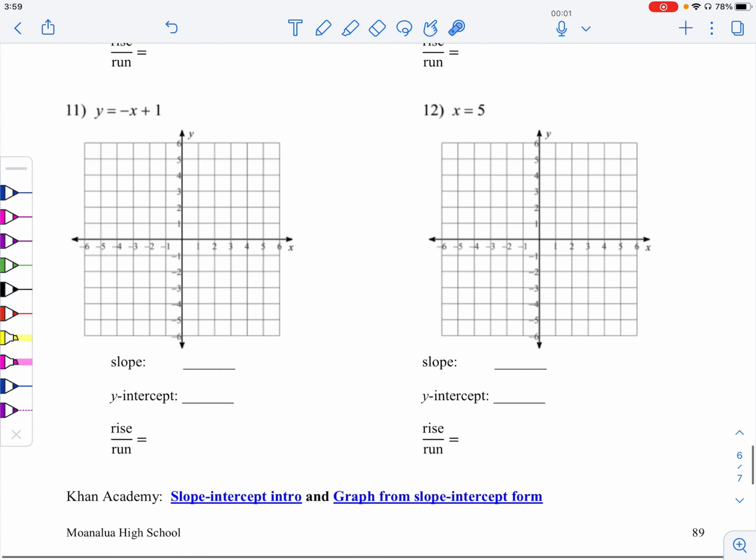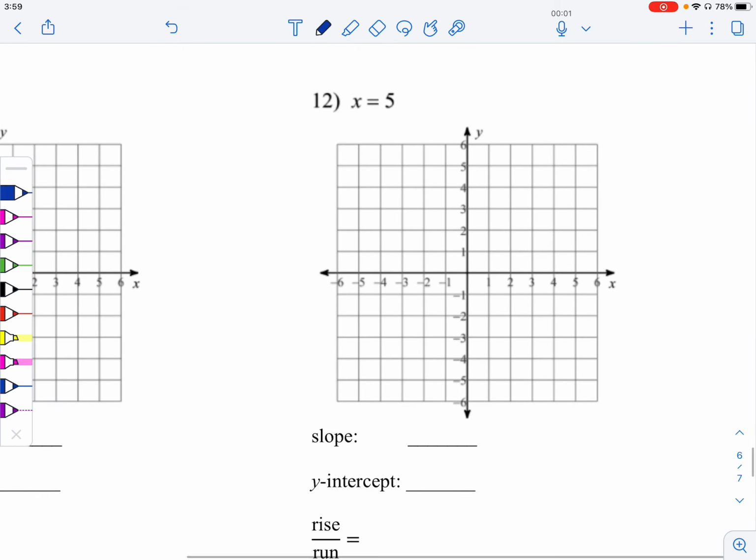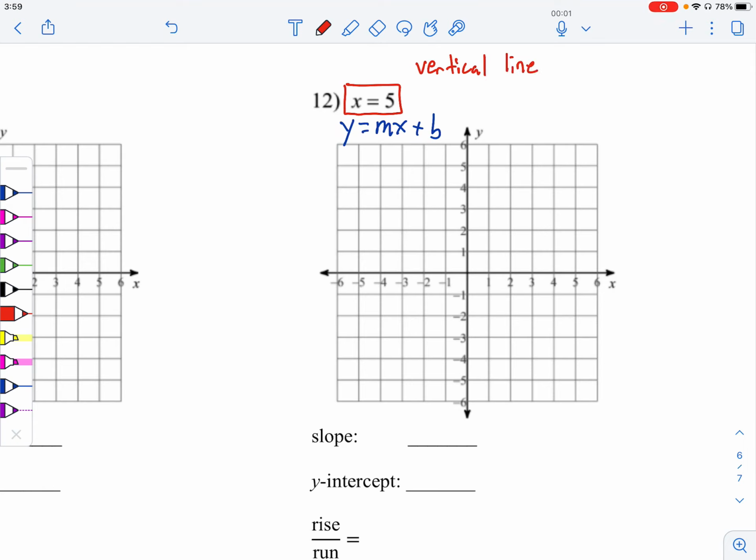So the last one real quick. So x equals 5. If you compare it to y equals mx plus b, it's totally different, right? x equals 5. What does that mean? It looks weird, right? So whenever you have x equals something, this is going to be a vertical line at x equals 5. So vertical line at x equals 5.